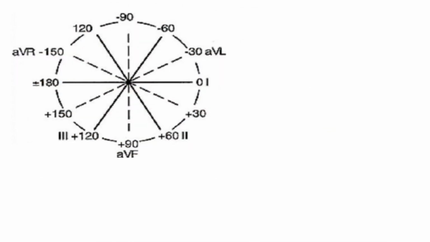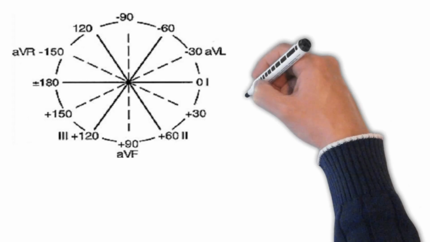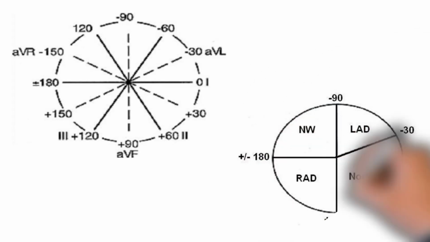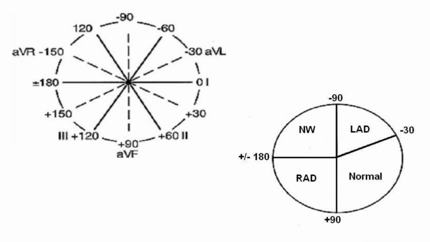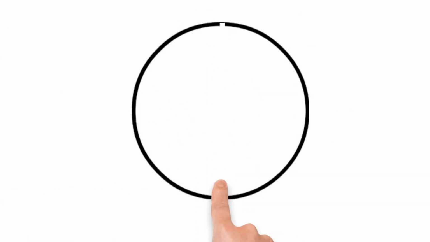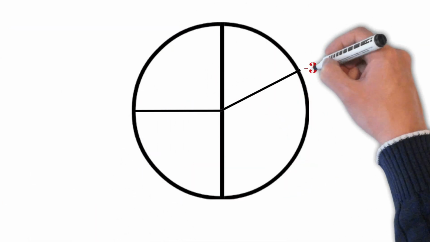I want you to memorize this image. Although memorizing this picture is crucial to accurately determine axis, there are some shortcuts to quickly determine the axis. So this image here is easier to memorize than the other one. Okay, the normal QRS axis should be between -30 and +90 degrees.